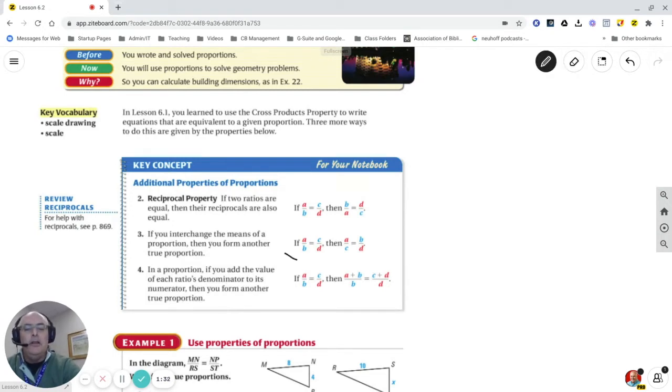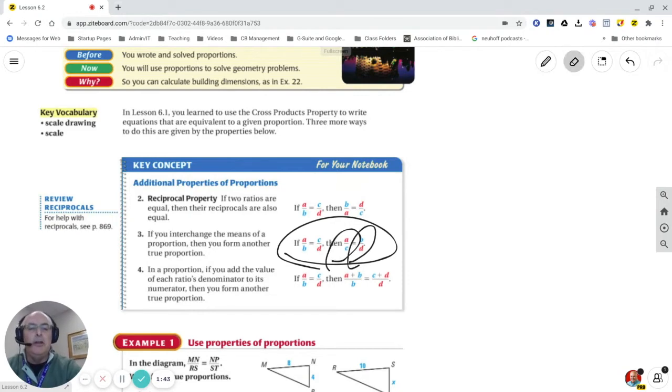We can see another way here where we have cross-multiplied, as we were showing earlier, the B and the C. So we now have A over C equals B over D.